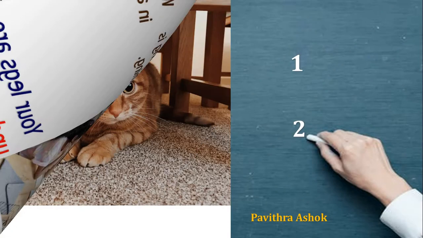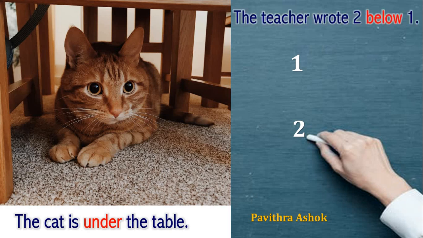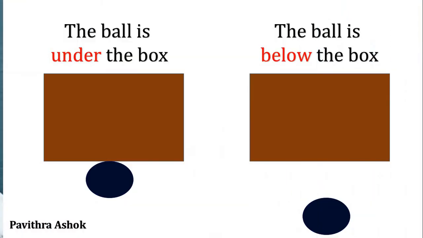Now look at these pictures. The cat is under the table. The teacher wrote 2 below 1. Students, now definitely you will understand the difference between under and below. In the first picture, the ball is under the box. We use under when one thing is covered by another thing. In the second picture, the ball is below the box. We use below when one thing is in a lower position to another thing. I hope you all have understood.